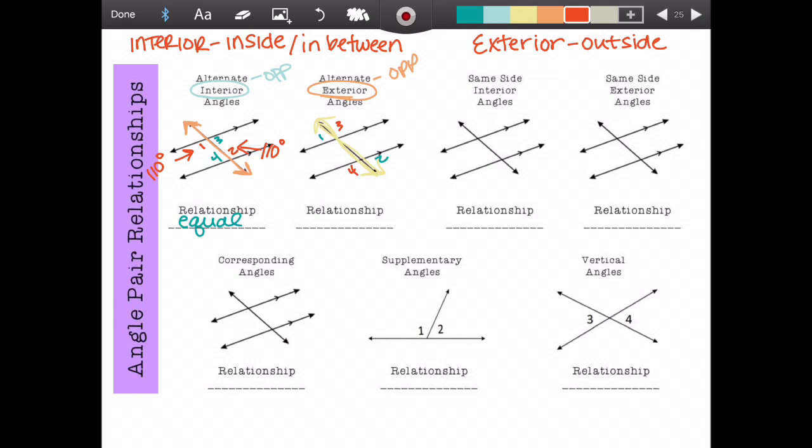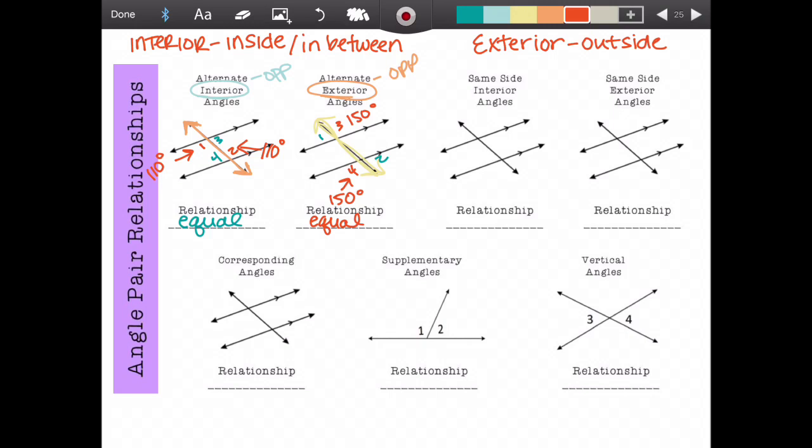Their relationship is also equal in measure. So for example, if angle 3 is, let's say, 150 degrees, its alternate exterior angle, angle 4, is also going to measure 150 degrees. They are equal in measure. They are the same.